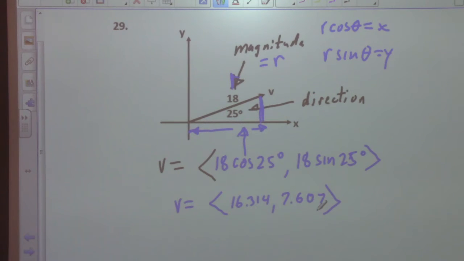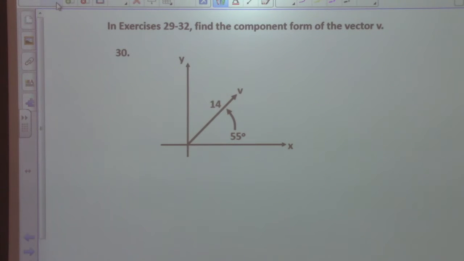And when we find the magnitude of this, what are we going to come back to? 18, right? And when we find the direction of this, what will we come back to? 25 degrees. Okay, now do these for all of them. Problem 30 is just like a dead center copy of it.